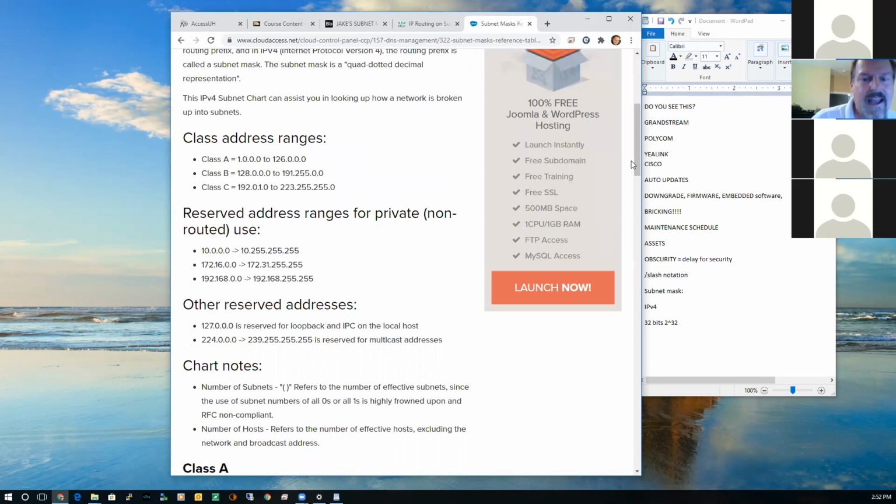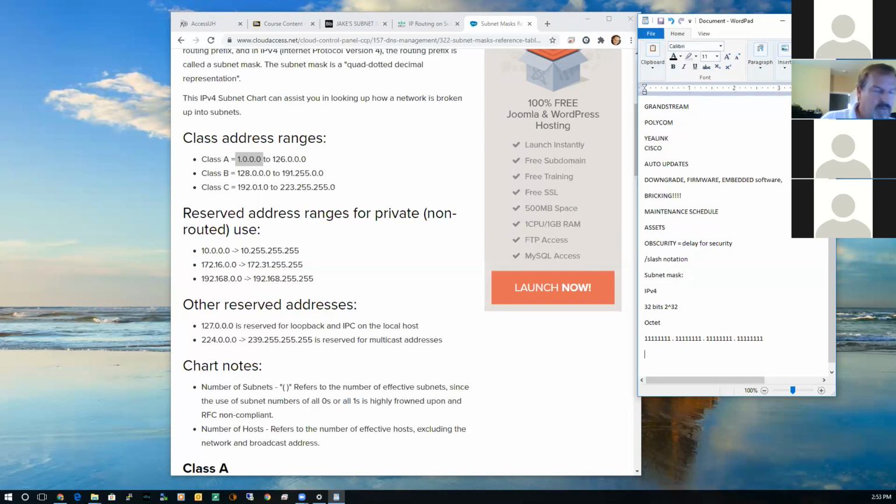So a Class A address. If I say I've got a Class A IP version 4 address, you see in this Class A example a 1.0.0.0. We call each of those 4 pieces an octet. The reason we call it an octet is because it's made up of 8 bits: 1, 1, 1, 1, 1, 1, 1, 1, and then another 8 bits, and another 8, and another 8. We put the periods in for us as humans so that we can read them.